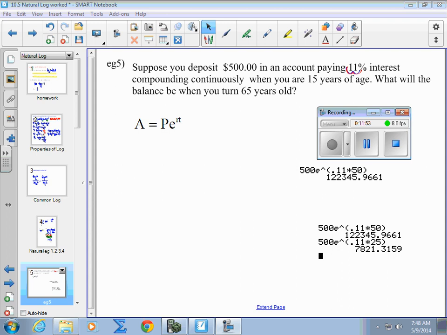The equation that we're using is A is equal to P e raised to the rt. Let's talk about what these all stand for. P is equal to the principal. Principal is the amount that you invest, or the amount of the investment.